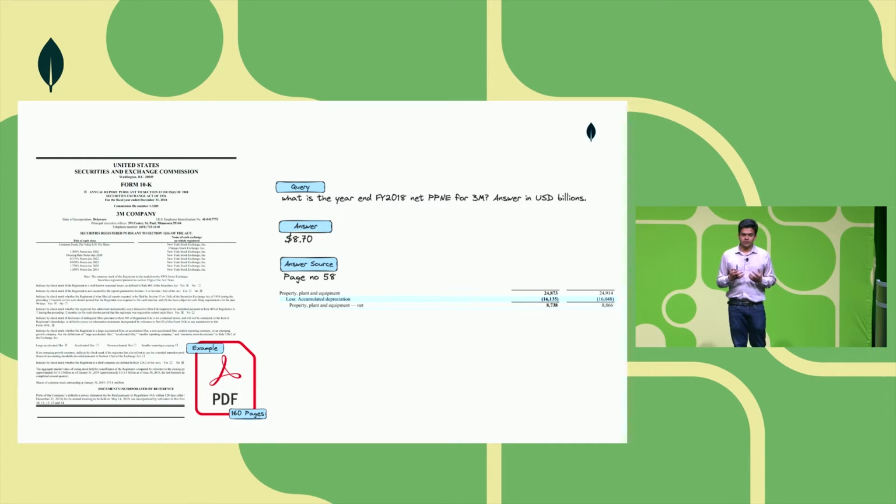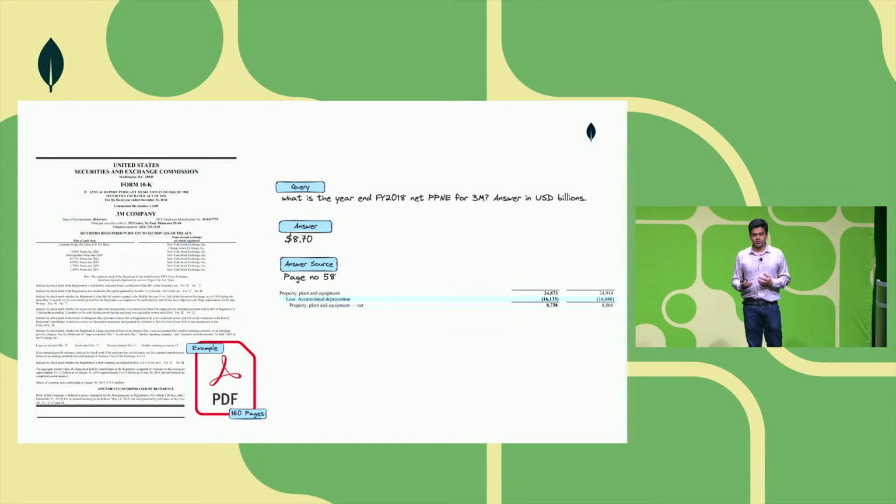So now, essentially, for a query, the objective is to ask a question like, what is the year-end FY 2018 net PP&E for 3M? Answer in US $1 billion. This is a pretty loaded query. What exactly is the meaning of PP&E? That's a very specific word that is contextual to this data set. It is restricting to a particular financial year. It is talking about reasoning capabilities. Don't just give me an answer, give me in US $1 billion. And the answer that we want to be getting is 8.70.